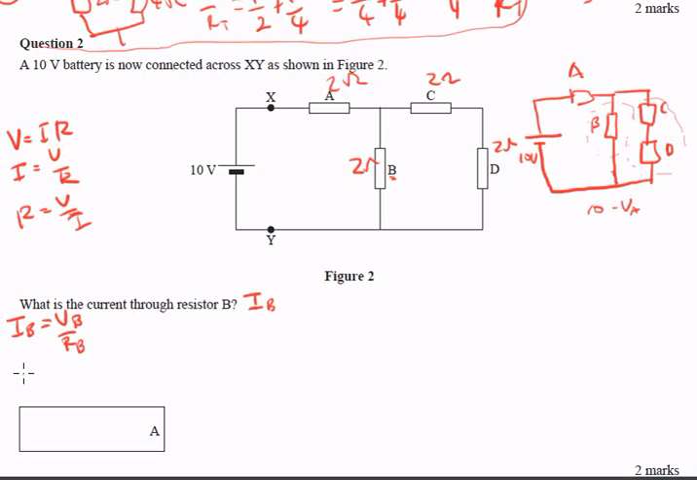How do I go about doing that? Well, the voltage in A equals the current in A times the resistance of A. I've got the resistance of A, that's 2 ohms, but I don't have the current in A. Oh, far out. Alright, let's try again.